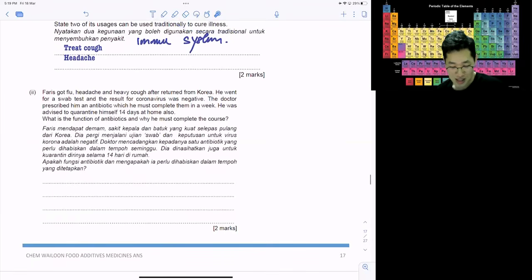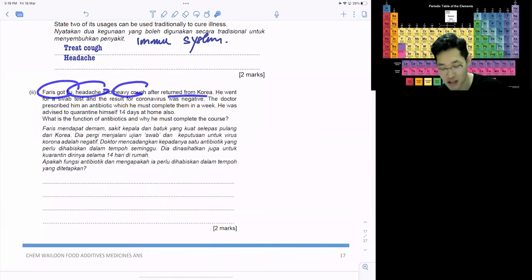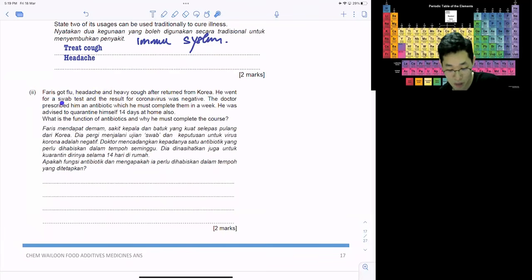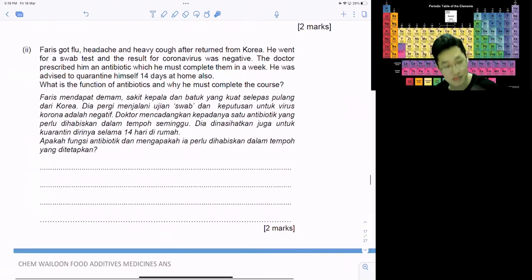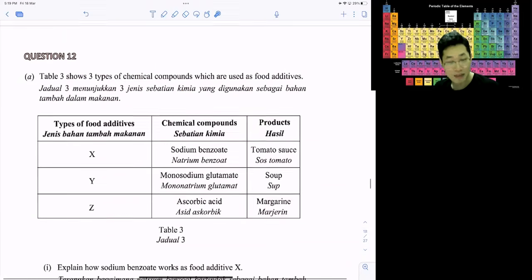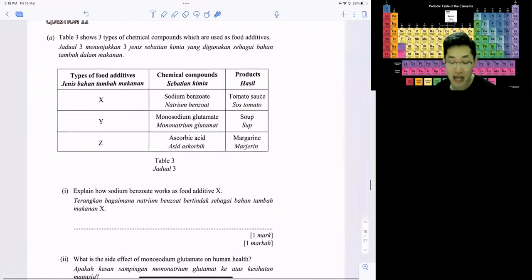Okay. So, Faris got flu, headache, and heavy cough after returning from Korea. He went for a swab test for coronavirus and it was negative. He's lying. Okay, the doctor prescribed him an antibiotic, which he must complete in a week. What is the function of antibiotic? Why must he complete the course? Make sure all the bacteria are killed, otherwise they become immune to the antibiotic.